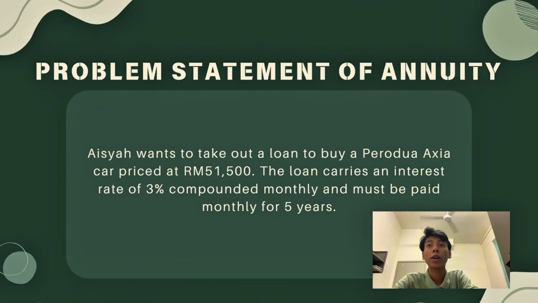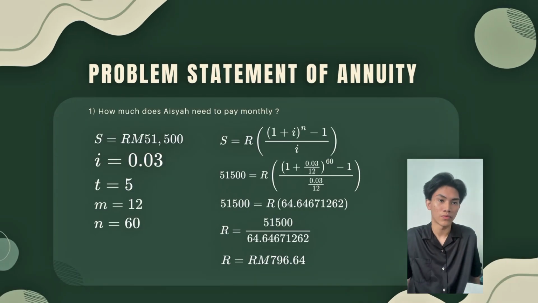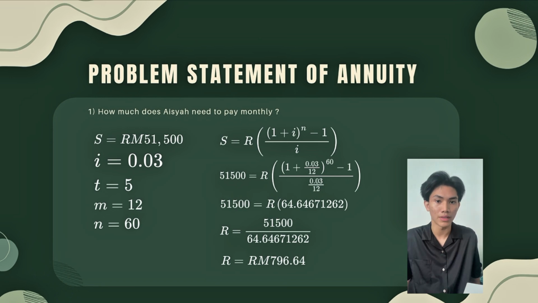Problem statement of annuity. Aisha wants to take out a loan to buy a Proton Asia car priced at 51,500. The loan carries an interest rate of 3% compounded monthly and must be paid monthly for 5 years. For question 1, how much does Aisha need to pay monthly?